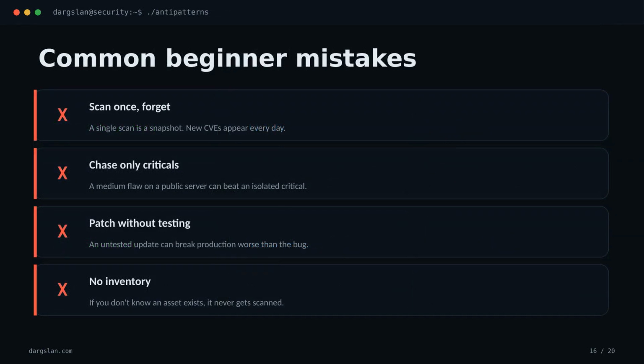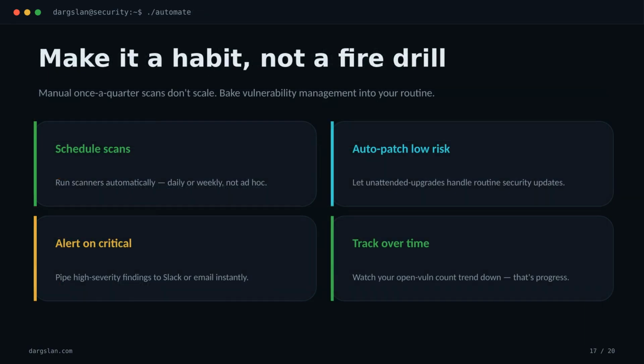With your toolbox ready, let's pause on the traps that catch almost every newcomer. Scanning once and walking away gives you a snapshot, but new CVEs land daily, so yesterday's clean report means little today. Chasing only criticals is another classic mistake. A medium severity flaw on an internet-facing server often beats an isolated critical buried deep inside. Patching without testing can break production worse than the bug itself. And finally, if you have no inventory, assets you don't know about will never be scanned and never be fixed. And that's exactly why the next step is automation, making vulnerability management a habit, not a fire drill.